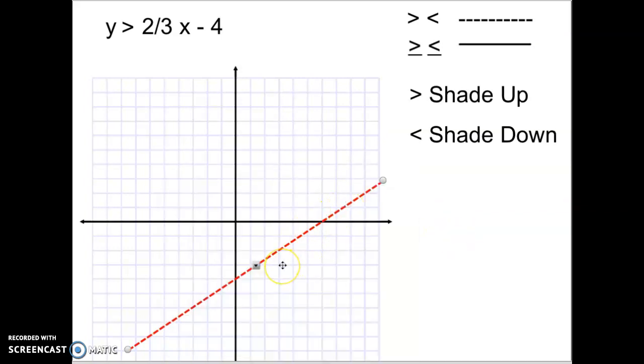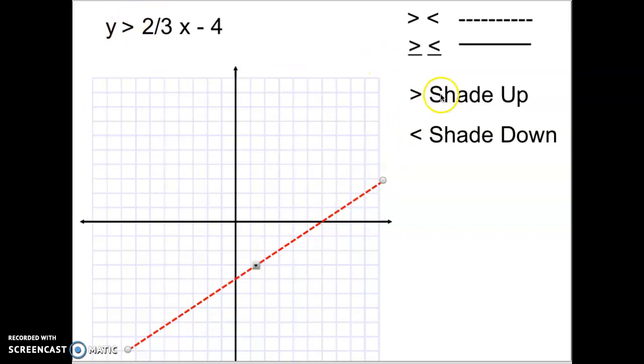The reason for that is just like when you graphed on a number line, you had an open circle, which means that point was not included. A dashed line means all the points on one side or the other of this are included, but the points actually on this line are not included. So we need to first make this a dashed line because there is no equal sign right here.